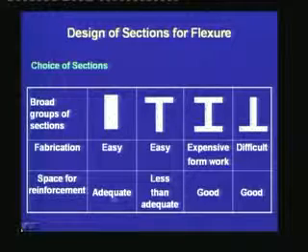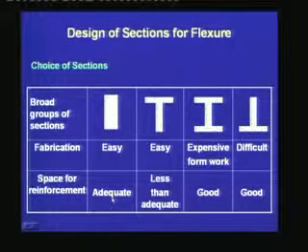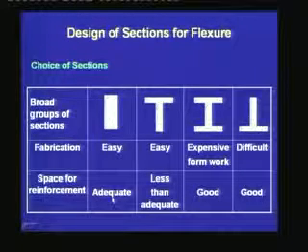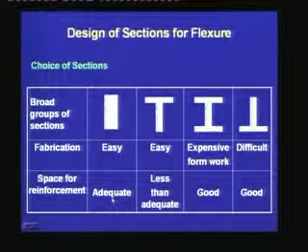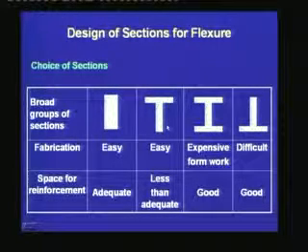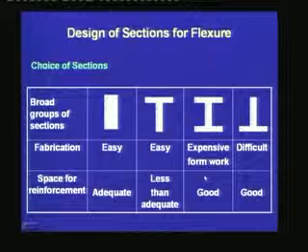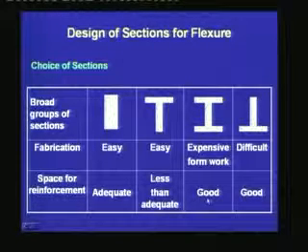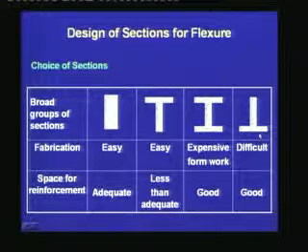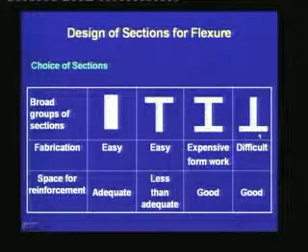Regarding the space of reinforcement, the rectangular section has adequate space. A T section will have less than adequate space unless we enlarge the bottom of the web as a bulb. There is good space for the tendons in the I sections as well as in the inverted T sections.